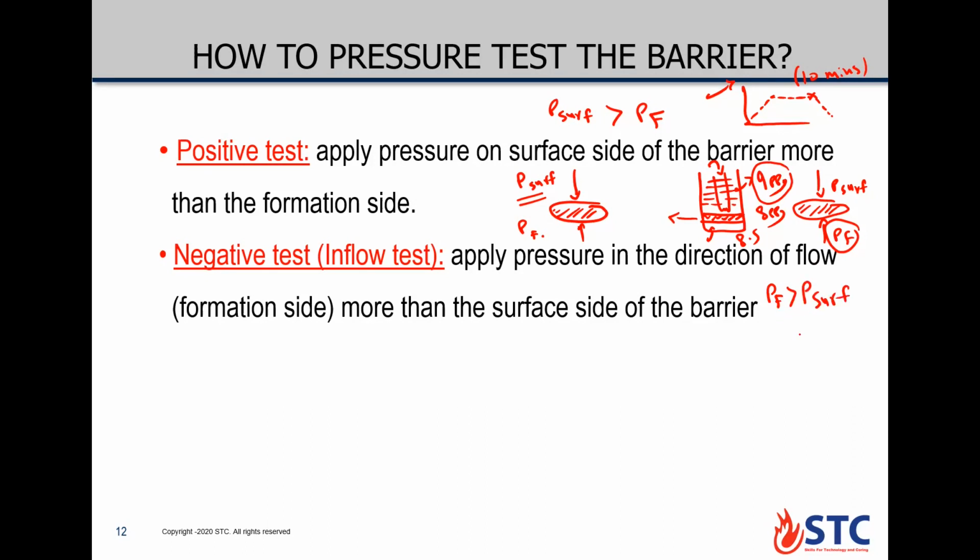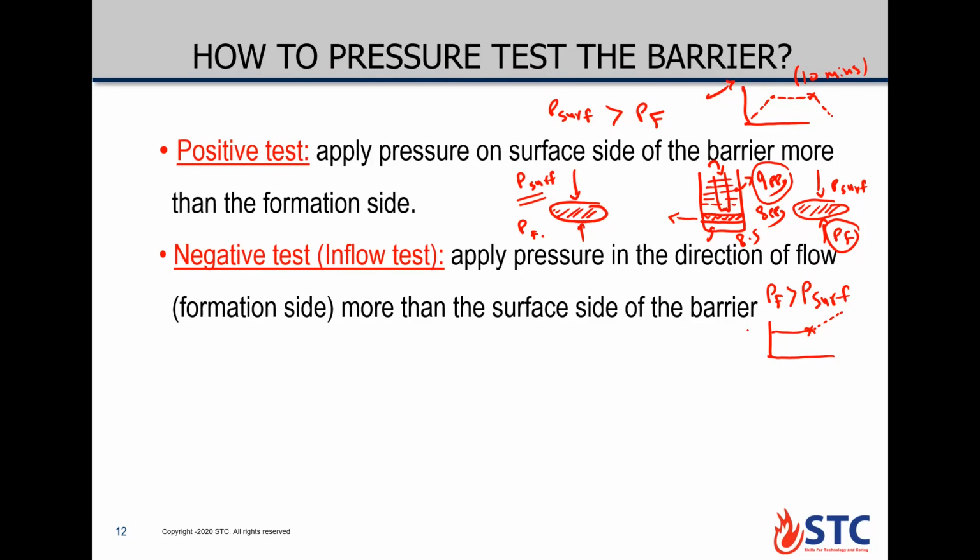And same thing, we need to check for pressure stabilization. The pressure now is at this point. If the pressure stays stable for about 10 minutes, it's okay. If we find pressure buildup due to communication from the formation side to the surface side, then there is a leak across the test block, the cement block, and it needs to be replaced immediately. It is not an accepted test.